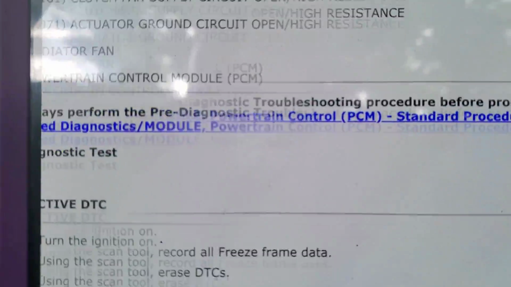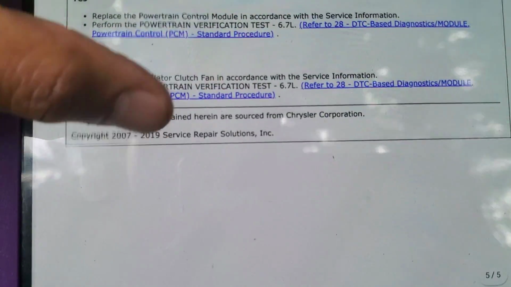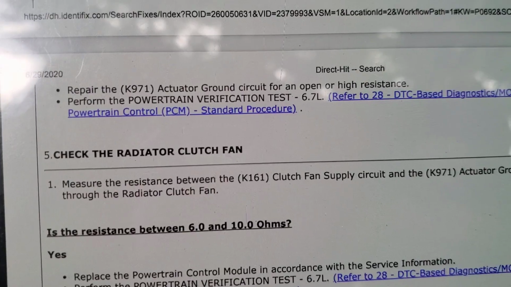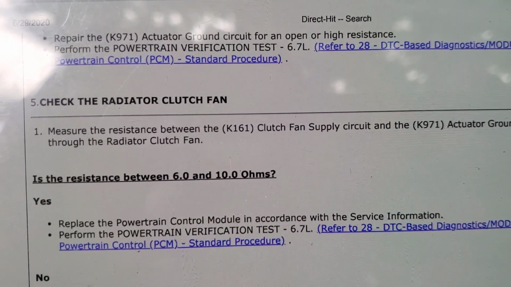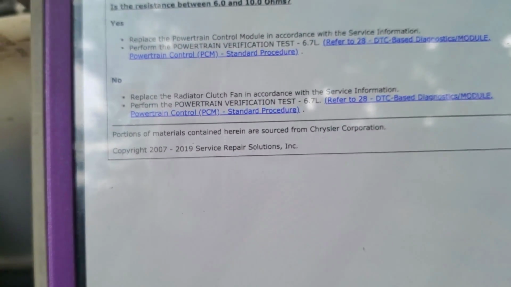Okay, so I think it said between 6 and 10 ohms. Those are the instructions: the resistance between 6 and 10 ohms? Yes. Okay.